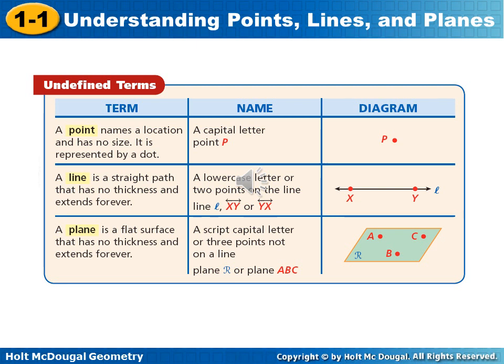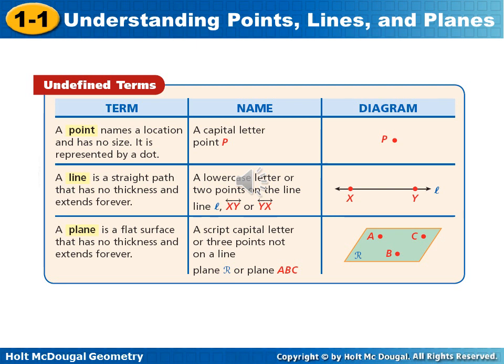A line is a straight path that has no thickness and extends forever. A lowercase letter or 2 points on the line describe the line. Make sure when you draw the line above your 2 letters, it has arrows on both ends. If you do not have arrows on both ends, then it is not a line. It's either a line segment or a ray. So you need to make sure that there are arrows on both ends of that line above your letters. In a diagram, we see that we have 2 points, and they're lying on the same line, and there's an arrow at both ends of the line.